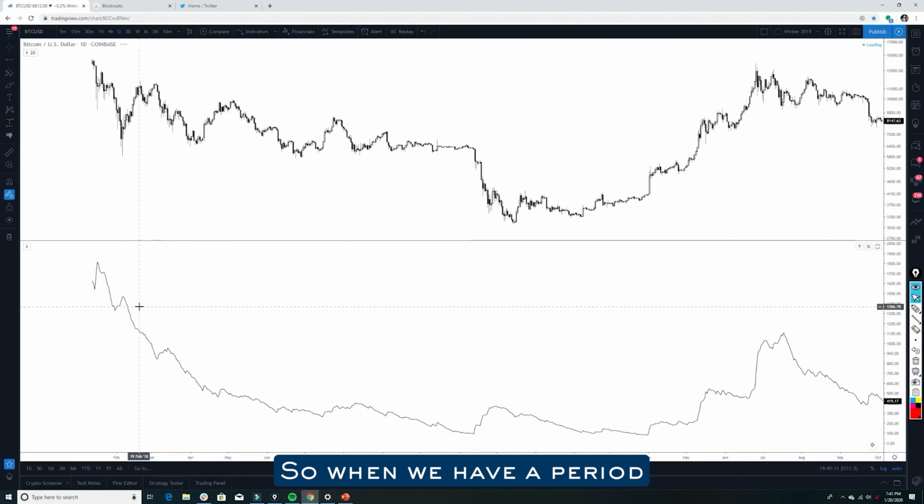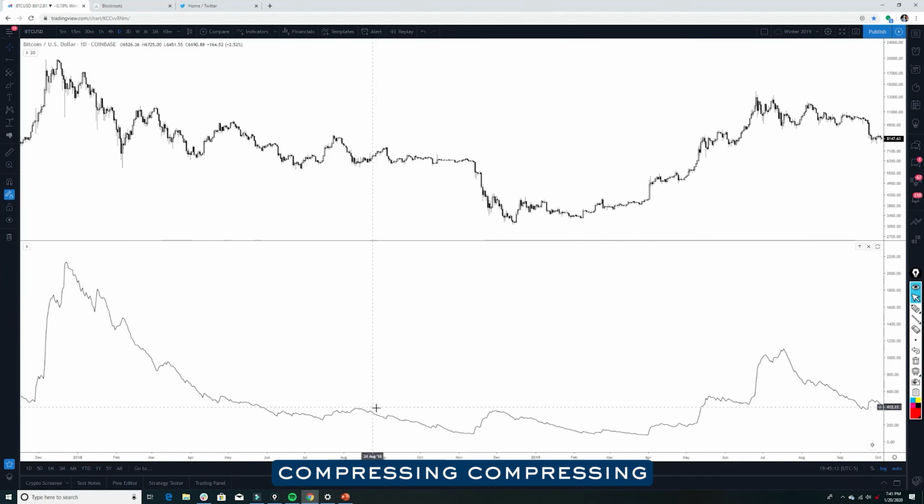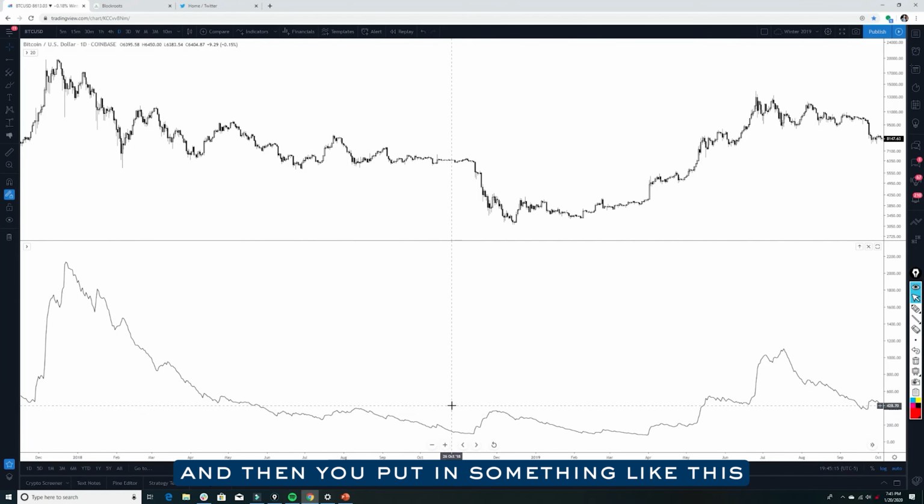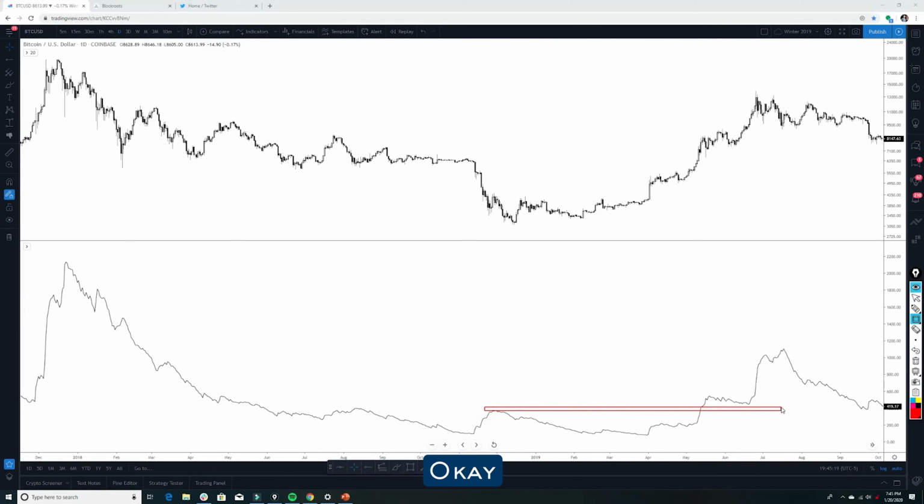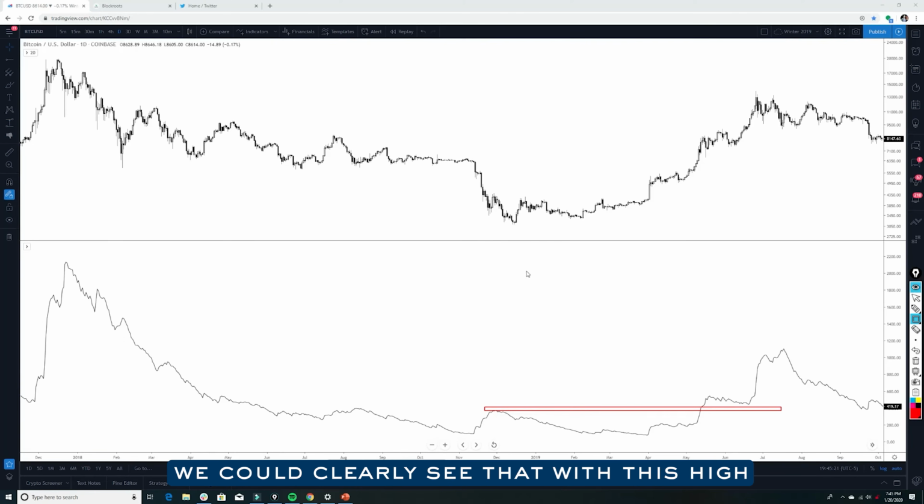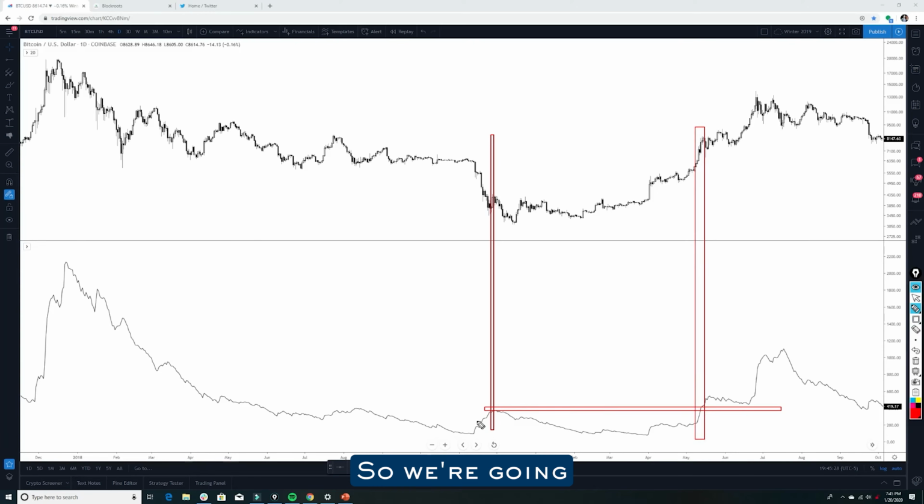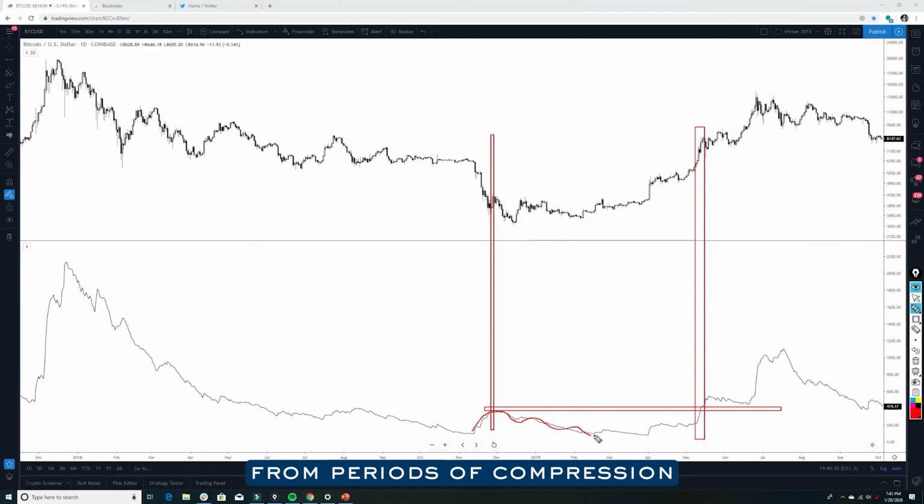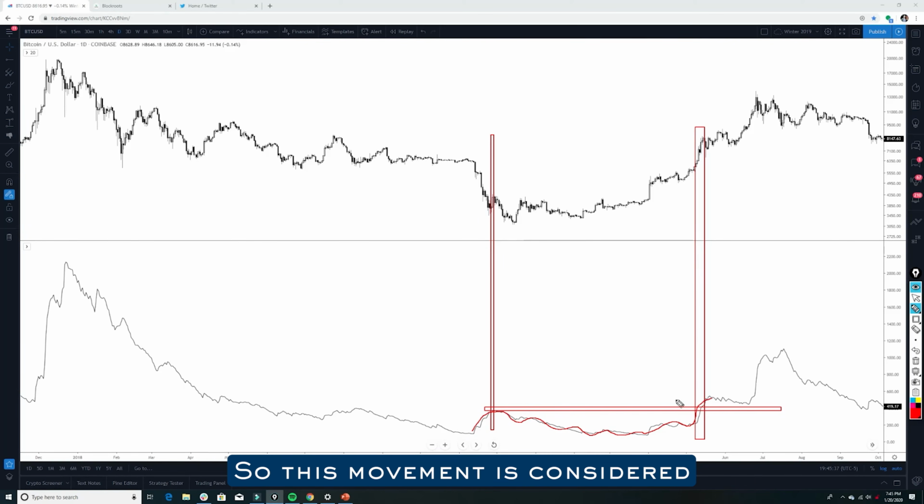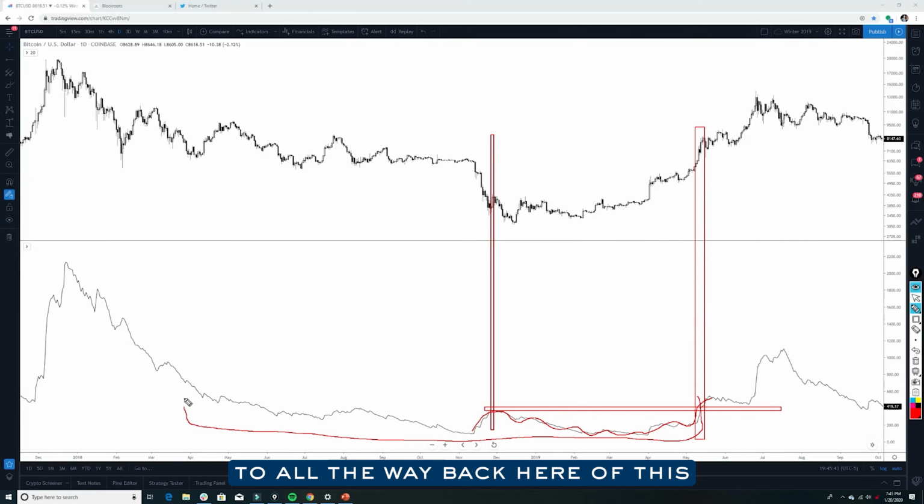So when we have a period where volatility is compressing, and then you put in something like this over here, a high, okay, we could clearly see that with this high and then the break above that high, we're definitely in a new trend, right? So we're going from periods of compression, and then clearly to expansion as we break the previous high in volatility. So this movement is considered outside of the norms, right? We hadn't seen that prior to all the way back here, okay, this high in ATR.